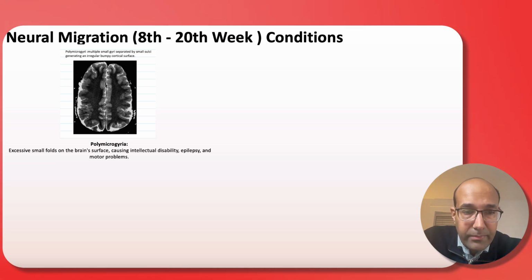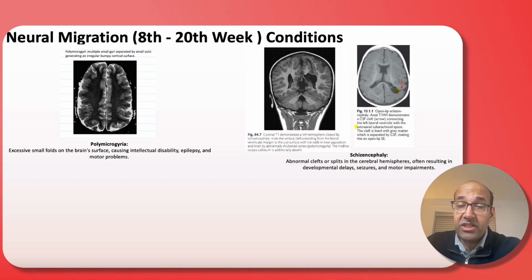The first one is polymicrogyria, which is multiple small gyri separated by small sulci, generating an irregularly bumpy cortical surface, as we can see. There are excessive small folds, causing intellectual disability and sometimes epilepsy. The second one is schizencephaly. Schizencephaly has an abnormal cleft or split lined by gray matter, resulting in developmental delay and motor impairment. As we can see, this is the schizencephaly.